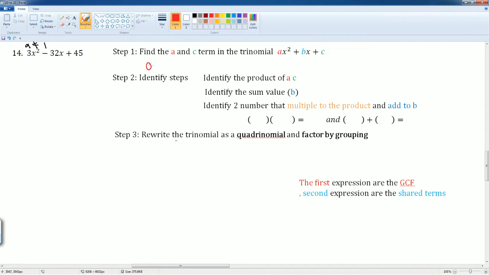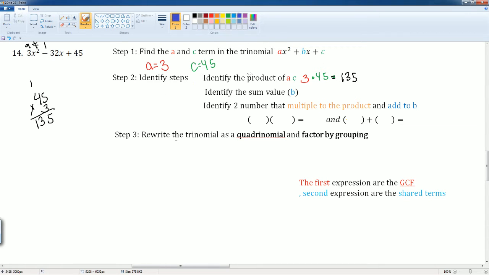Let's first of all extract a. A is 3, and then we have our c term, which is going to be 45. Then, step 2, we're going to identify the product of a times c. So it is going to be 3 multiplied by 45. I don't know that off the top of my head, so on the side, I can just do the multiplication problem. 45 times 3. 3 times 5 is 15. 3 times 4 is 12 plus 1 is 13, so the answer is 135. That looks hard. That's such a big number, but it's doable.